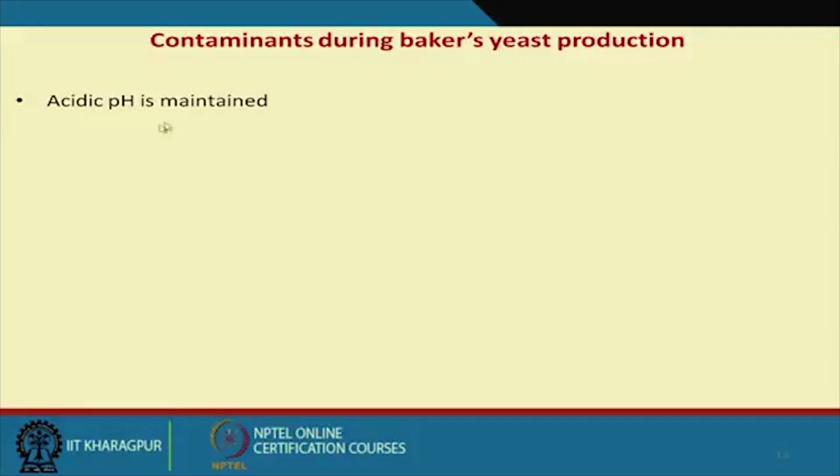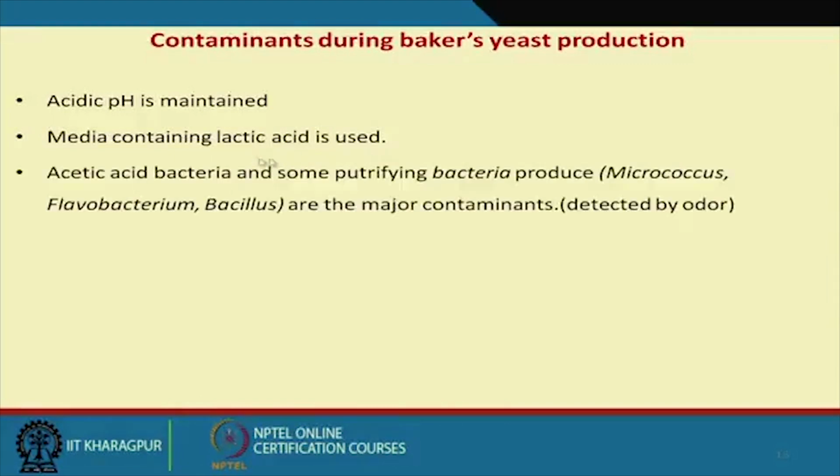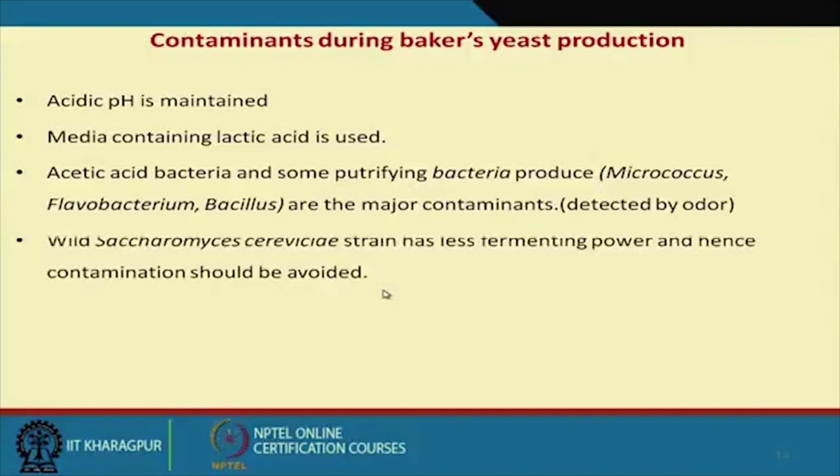Regarding contaminants during Baker's yeast production, acidic pH is maintained. The medium contains lactic acid, which is used as a preservative. Acetic acid bacteria and some putrefying bacteria are the major contaminants in this particular process.